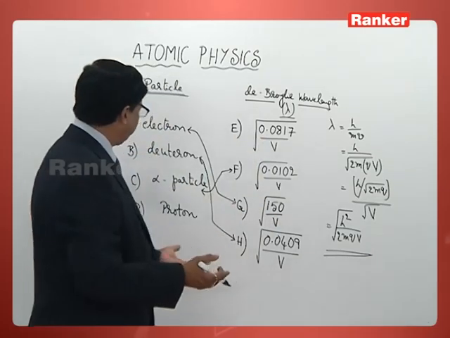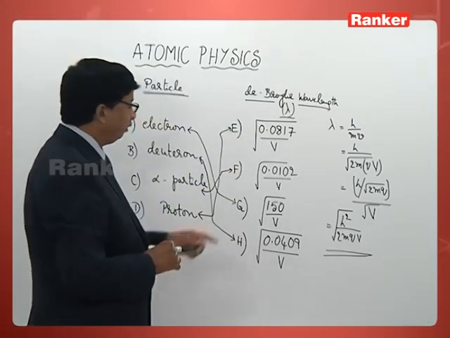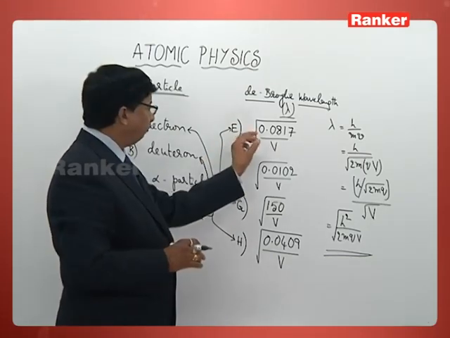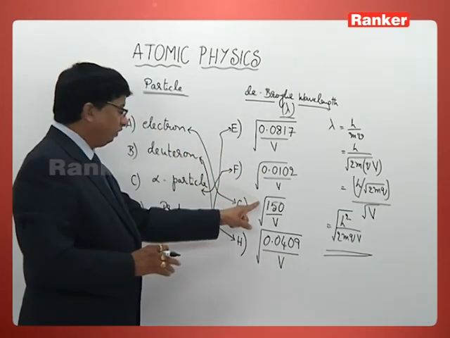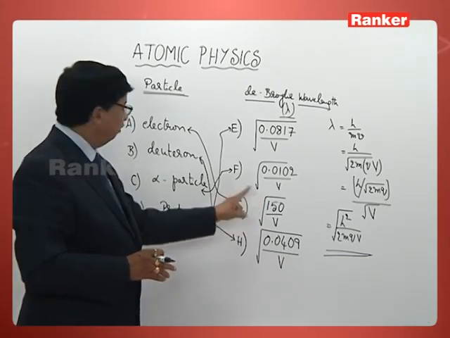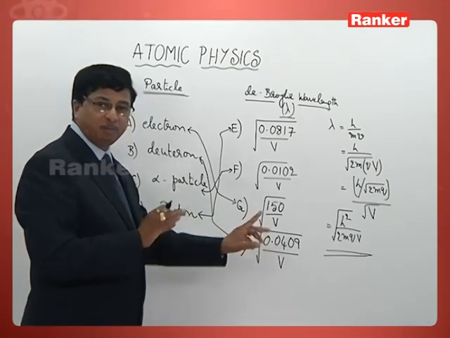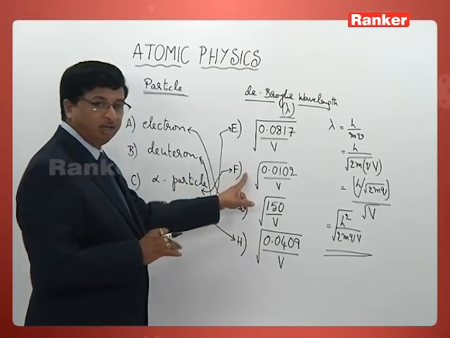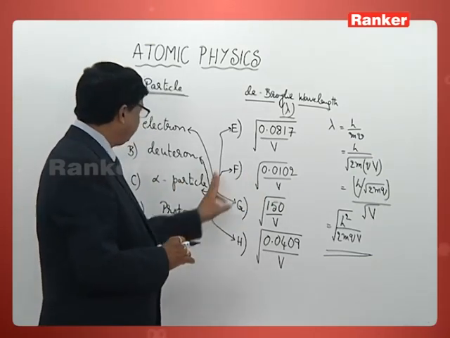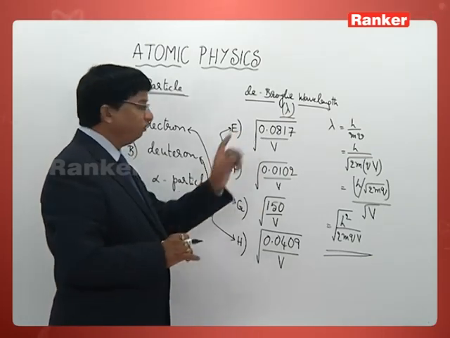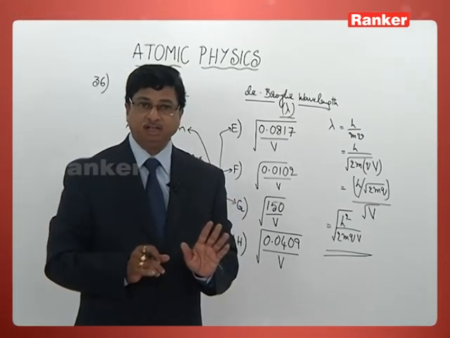And coming to the last, what is left? For a proton, it is going to be square root of 0.0817 whole divided by V. I once again repeat: for an electron it's simply under root 150 by V. For a deuteron it is root over 0.0409 divided by V. For alpha particle it is under root 0.0102 divided by V. And for the last one, proton, it is under root 0.0817 by V. In fact, to make you aware of these four values directly, we have taken up this problem.